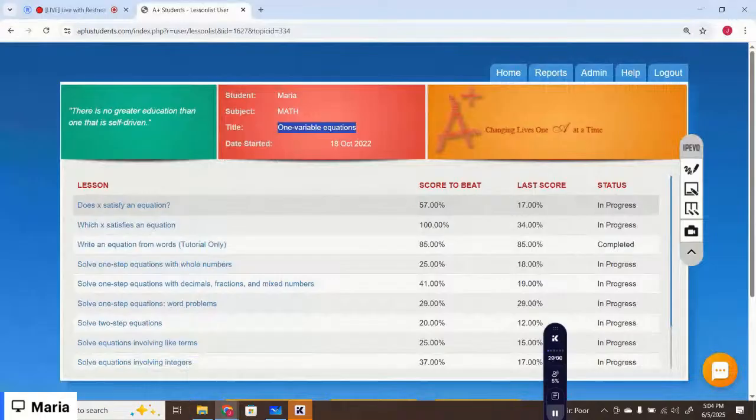Here I'm on grade 6 math. The chapter we are on right now is variable equations. Let's just start with the first lesson.